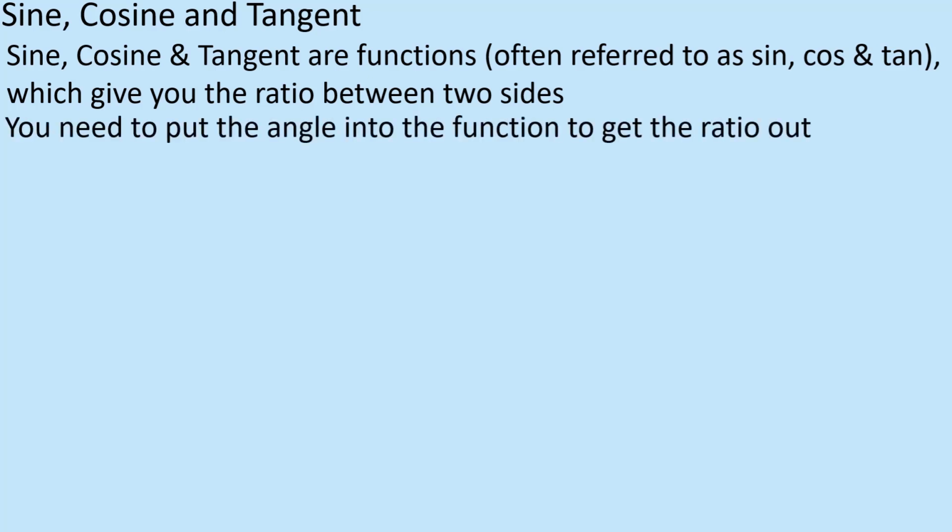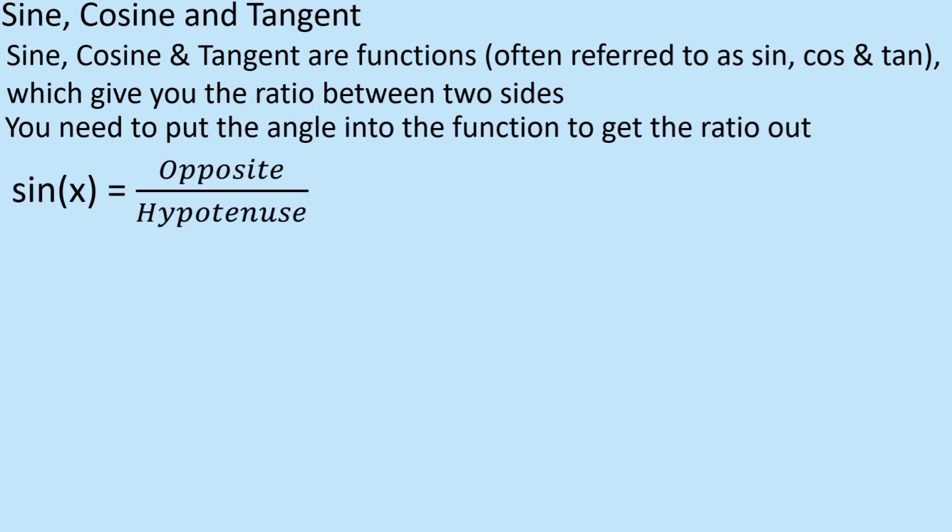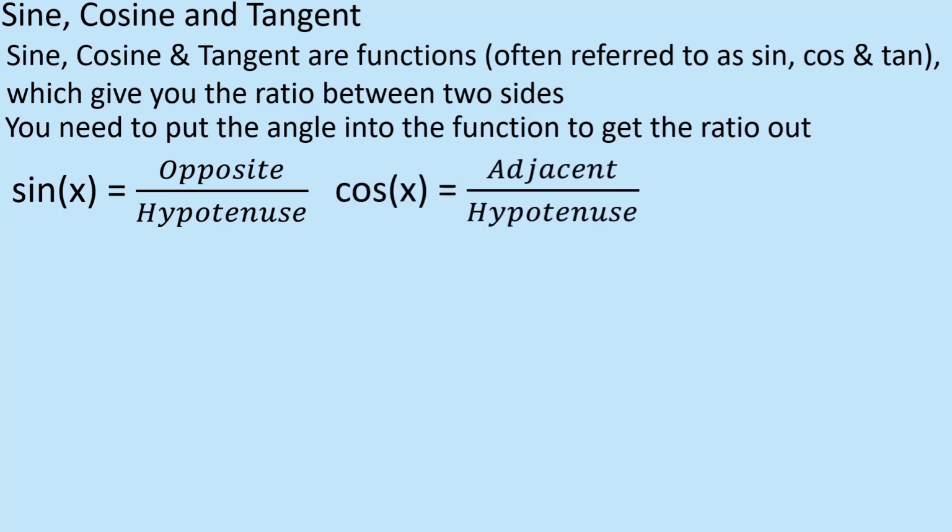So you need to put the angle into the function to get the ratio out, and the functions are as follows. You might want to make a note of these because they're going to come across an awful lot. So sin x is equal to the opposite divided by hypotenuse. Cos x is equal to adjacent over hypotenuse. And again, you don't really need to worry about what sin and cos are called, but what you do need to remember is how they relate to each other.